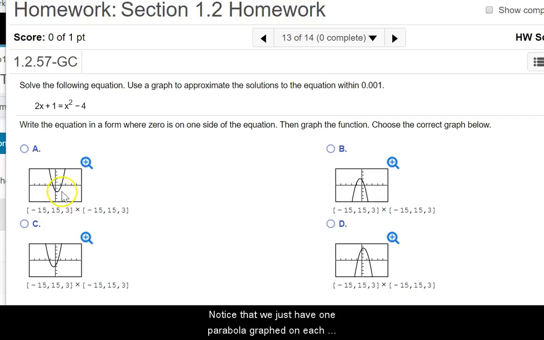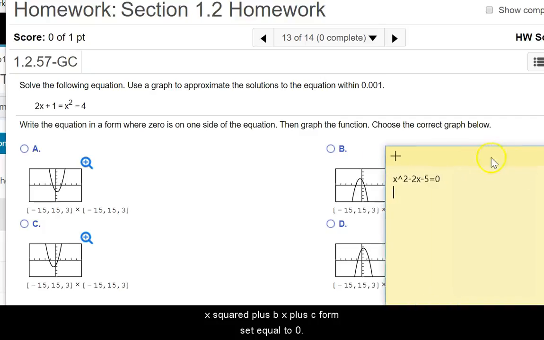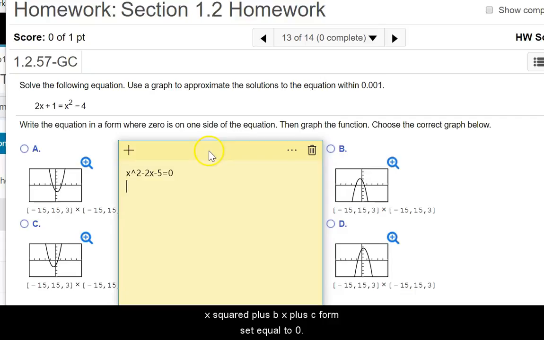Notice that we just have one parabola graphed on each graph. So we're not looking for a point of intersection of the line and the parabola. So how can we solve it? If we bring the terms on the left-hand side over to the right-hand side of the equation, we have a quadratic equation in ax squared plus bx plus c form, set equal to 0. We can solve this equation if we can identify the right graph and see where it crosses the x-axis.